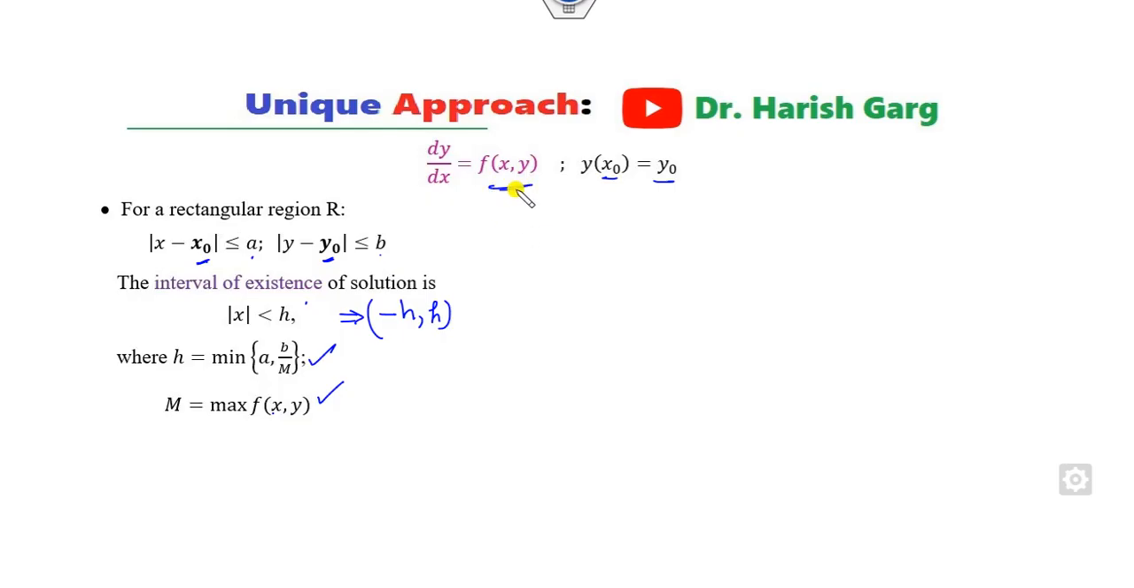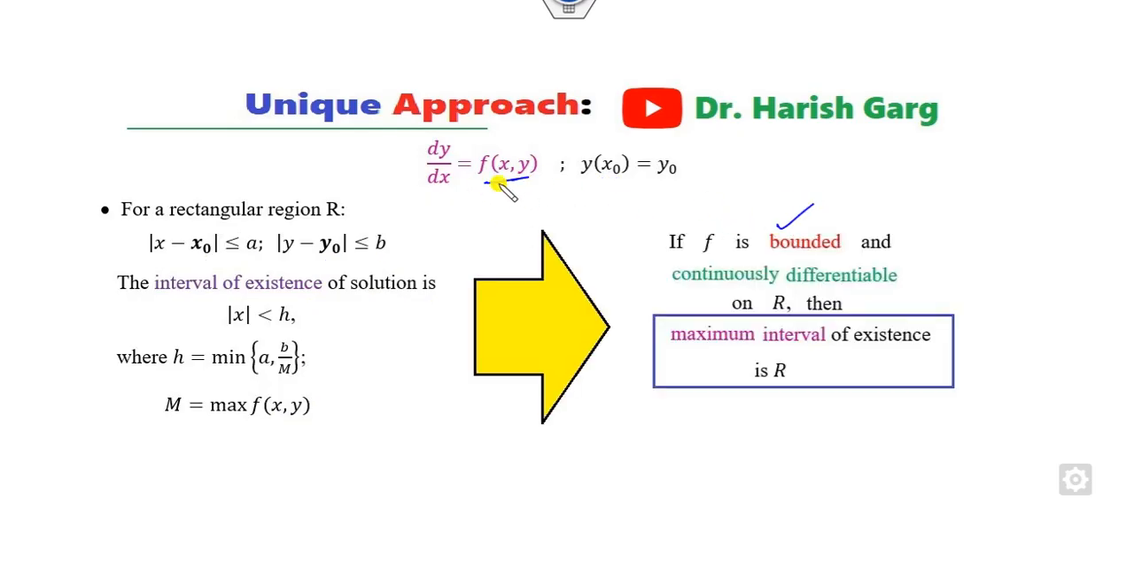If you prove that f is bounded and continuously differentiable, then there is no need to find this h. In that case, the complete real line will be my interval of existence.